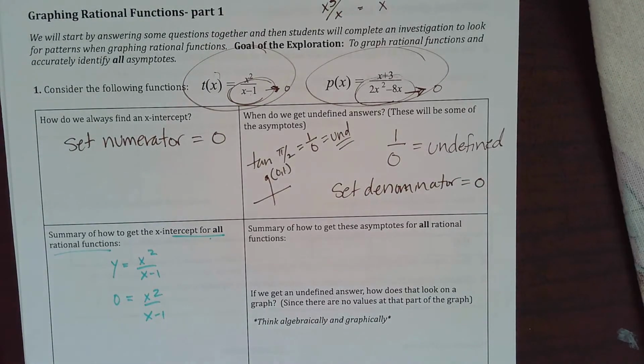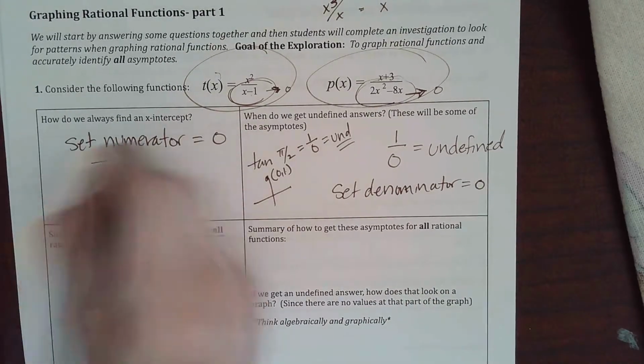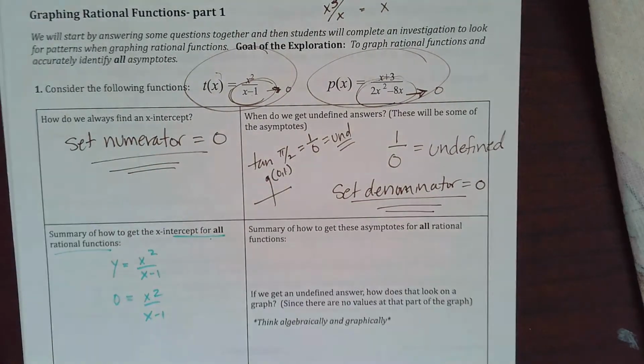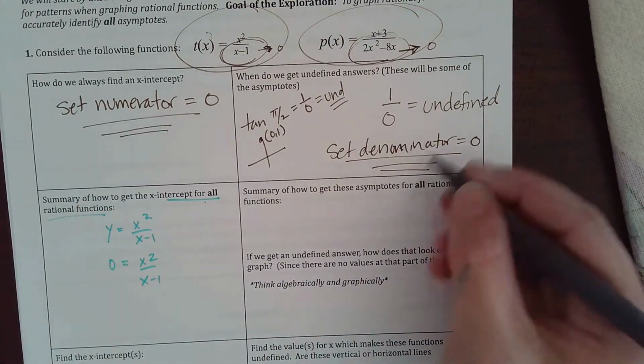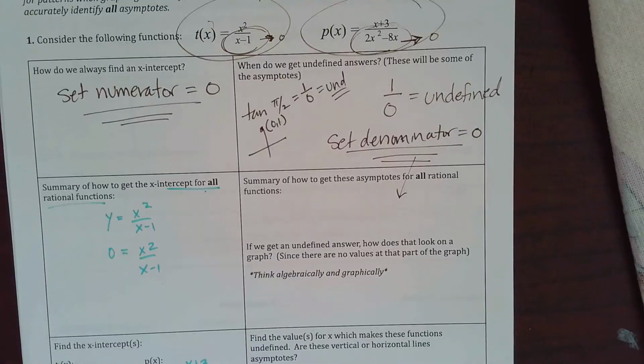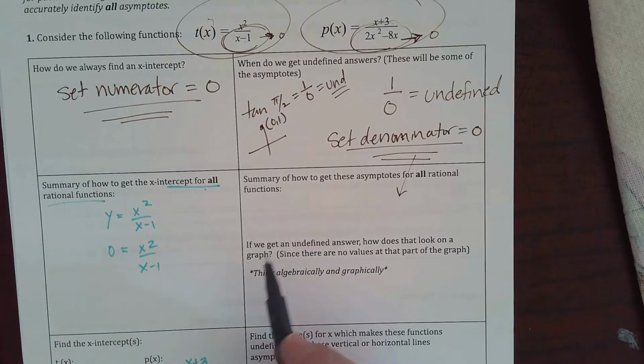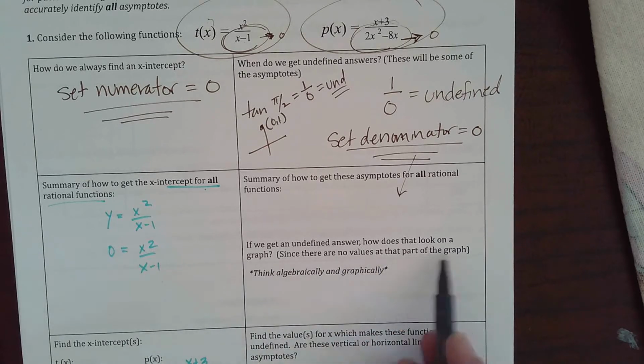So that's one of the things I definitely need you to know, these main important things: x-intercepts and asymptotes. All right, how do you get the asymptotes for all functions? Again, what we're going to do is set the denominator equal to 0. If we get an undefined answer, how does that look on a graph?